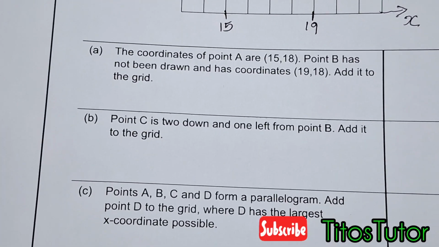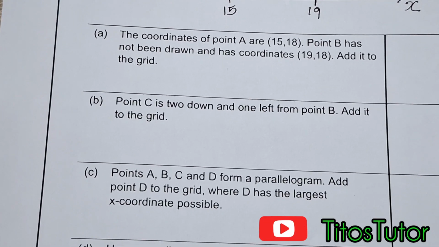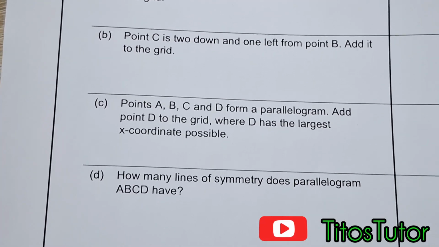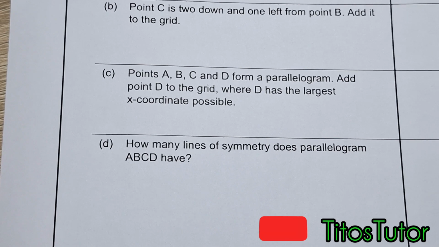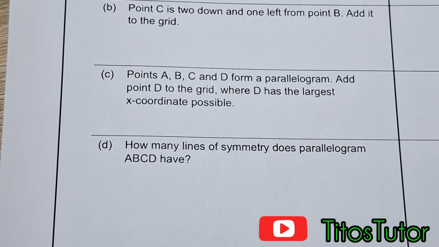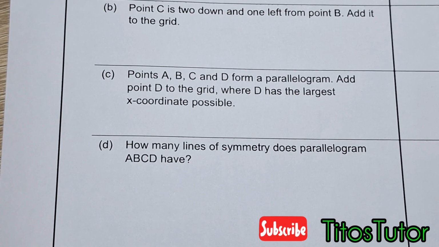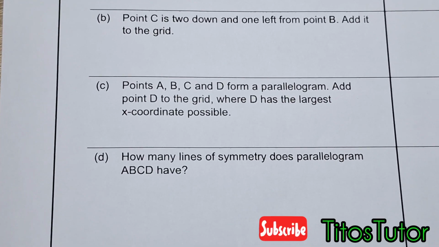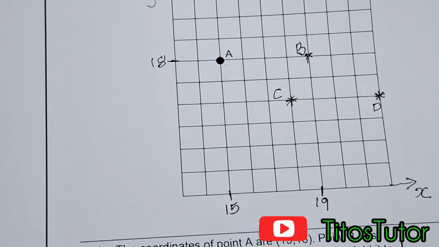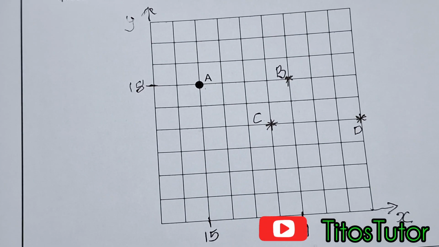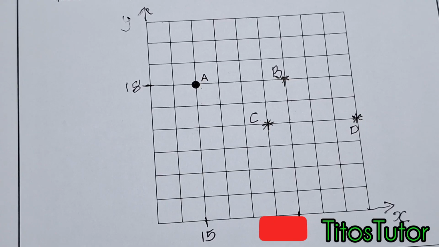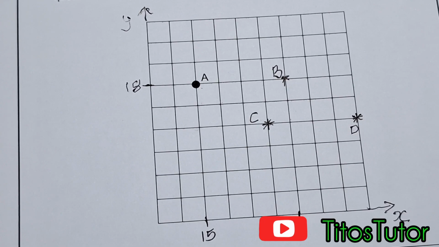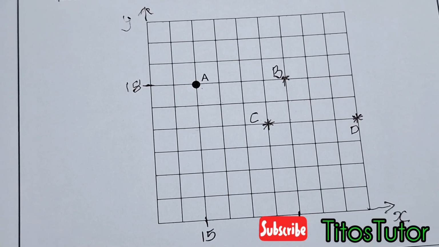How many lines of symmetry does a parallelogram have? Okay, so that's question D. It says, how many lines of symmetry does a parallelogram have? So we can tell that it has no line of symmetry. Just come back and see. Join it together and check if it has lines of symmetry. You realize that it has no line of symmetry at all.